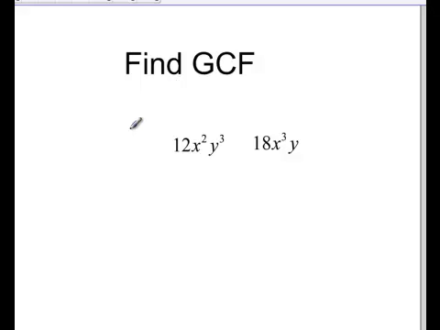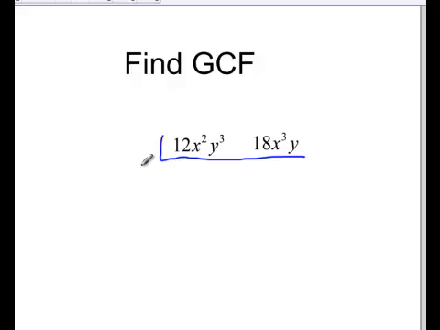So the method is this. If you're going to be given two monomials or even more, in our case, I have 12x squared y cubed and 18x cubed y, and I want to find the greatest common factor. The first thing I have to do is outline these two monomials with a kind of huge letter L, like this. And I'm going to think, what number goes into 12 and into 18?